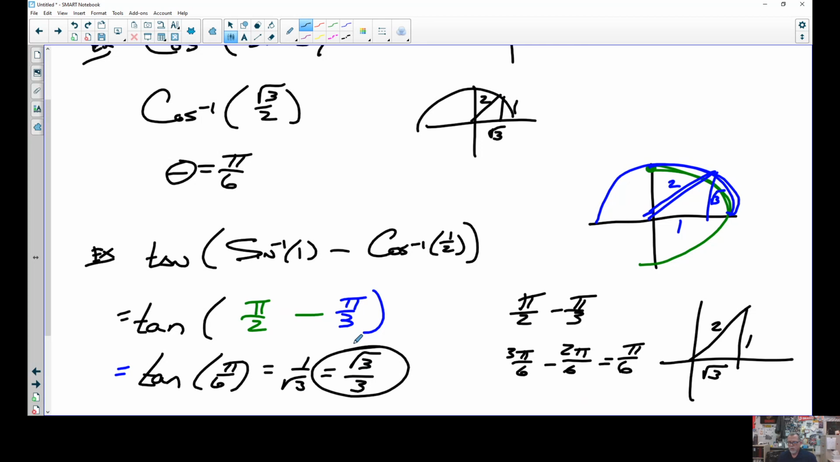So that's it, guys. We're going to be doing a bunch of these. And we'll go over tomorrow any questions you have with this, but we are going to be working on these principal values for the day.